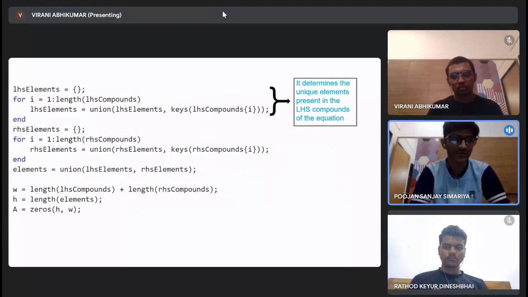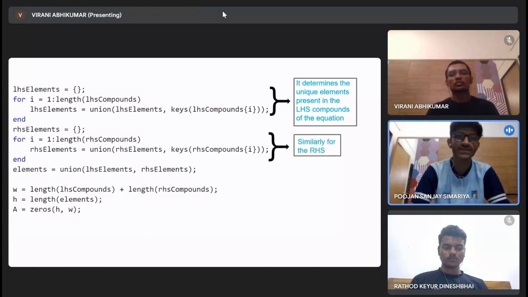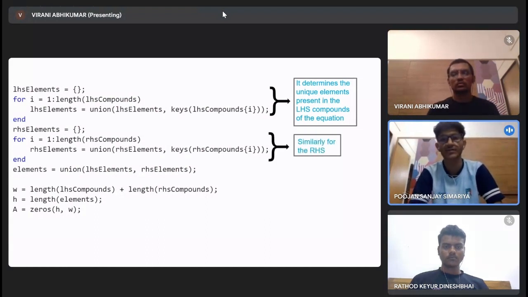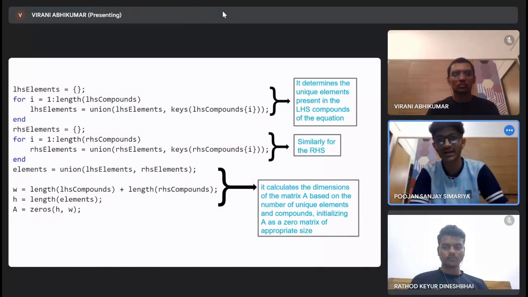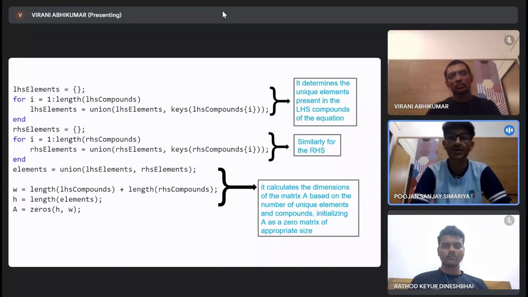We run a for loop, which determines the unique elements present in the LHS compounds of the equation. A similar job is done for the RHS of the equation, and the last lines calculate the dimensions of the matrix A based on the number of unique elements and compounds, initializing A as a zero matrix of appropriate size, which we see in the last 4 lines of the code snippet.